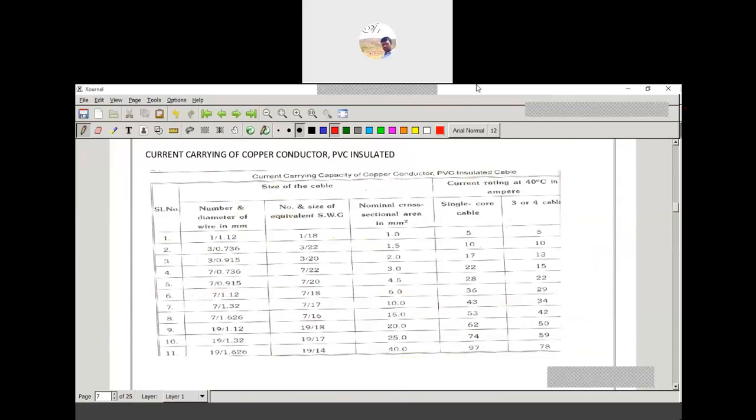So in today's class we have discussed the classifications of the cables, the current capacity of the conductors, materials, either aluminum or copper conductors, cable classifications, and MCB and ELCB. That we have discussed.